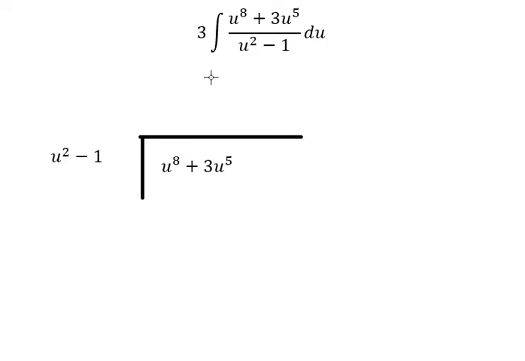So in here we have u to the power of 8. So the highest term in here should be u to the power of 6, because this one multiplied by u squared gives us u to the power of 8. U to the power of 6 multiplied by this one, we will have negative u to the power of 6. So because we don't have u to the power of 6, that means we have 0 u to the power of 6.